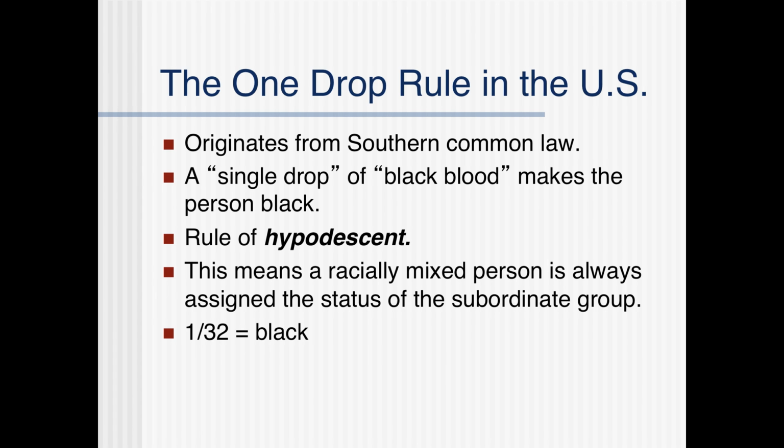So the big takeaway here is that the rule of hypodescent means that the person gets assigned the status of the subordinate group, even if that is a very small percentage of their actual heritage.